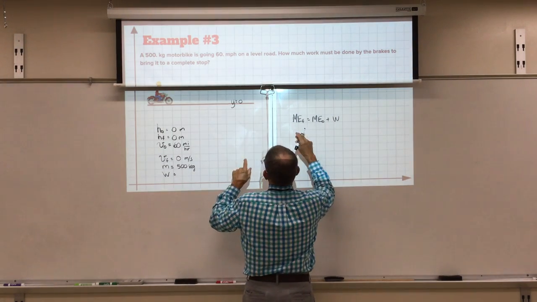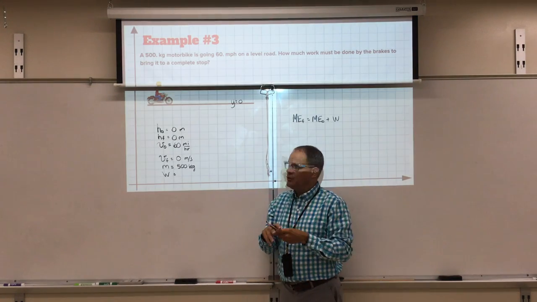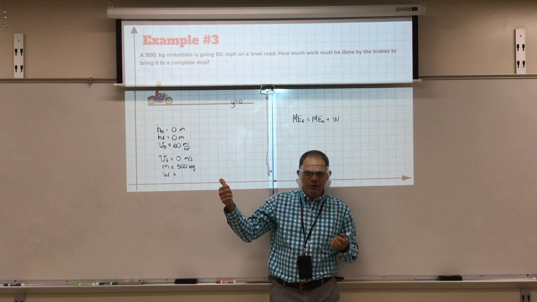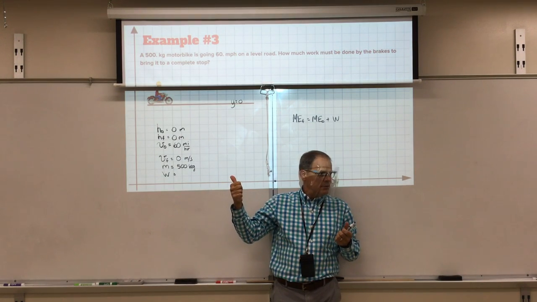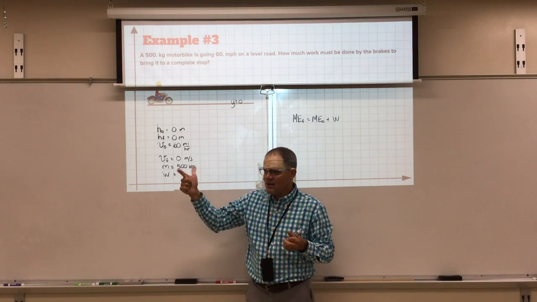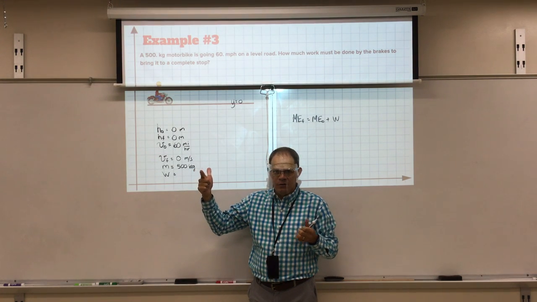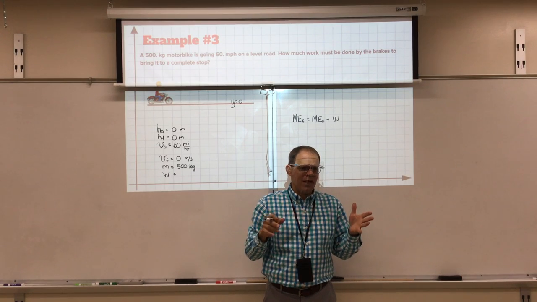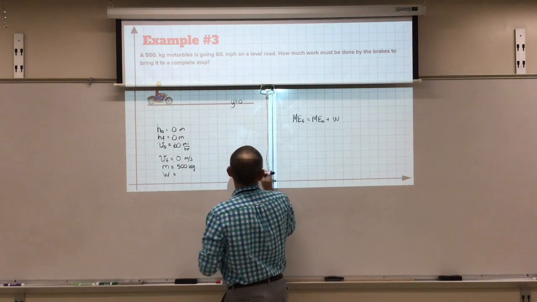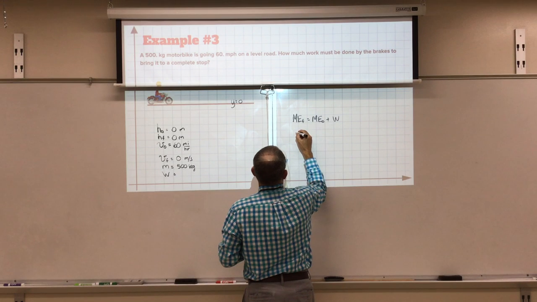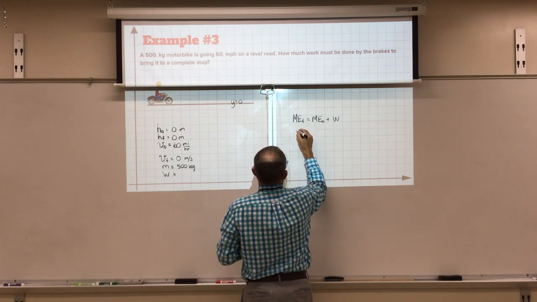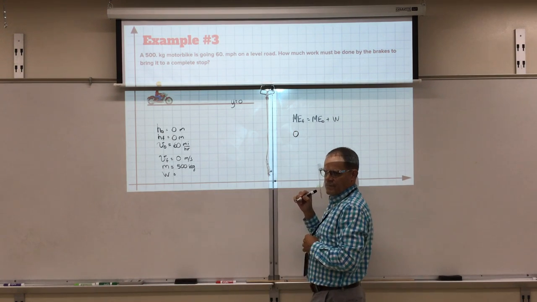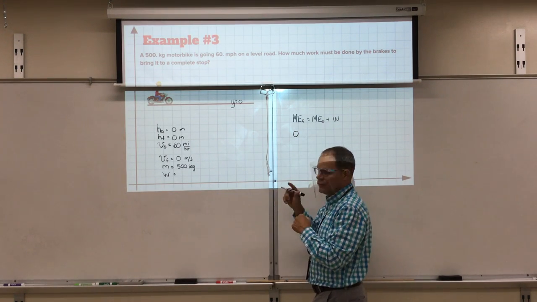For our problem, what kind of energy does it have at the end? What's the final mechanical energy? Does it have kinetic energy at the end? No, it's not moving. Does it have potential energy at the end? No, it's not above the ground. Now, if you're not sure about that, it's okay. You can still write it out, I'll do it in a second. So the final mechanical energy is zero. It's not moving and it's not above the ground.